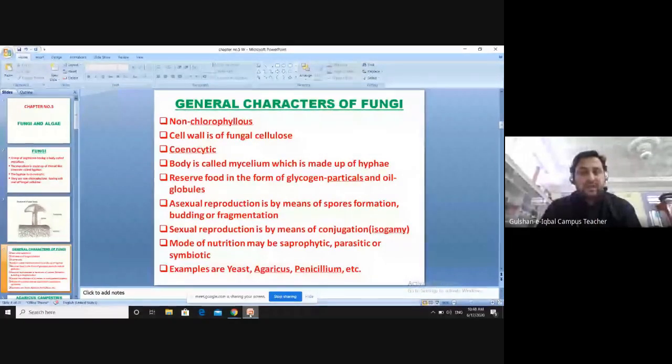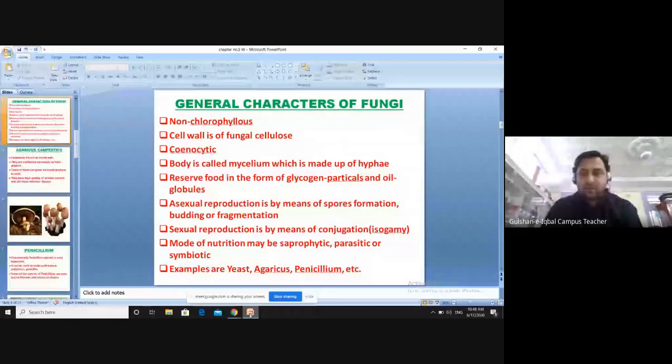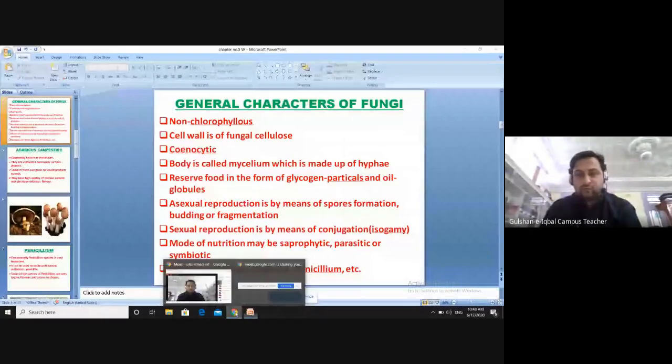Okay, the examples are yeast, agaricus, and penicillium. We will see all of them in further lectures, what are yeast, what are penicillium, and what are agaricus. Okay, is there any problem right now? If there is any problem, you can ask now so that we can move to the next topic then.